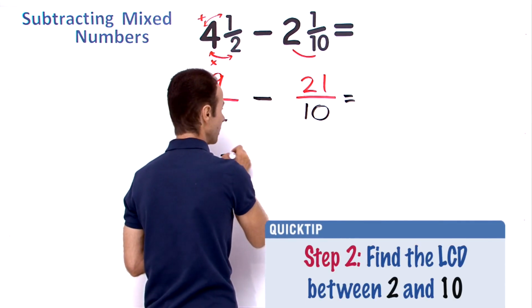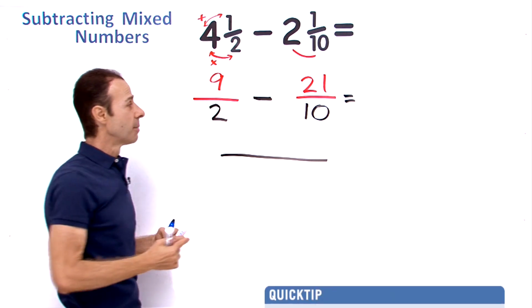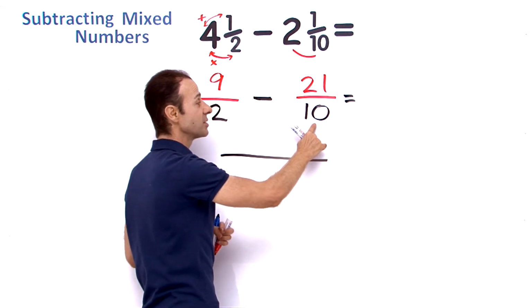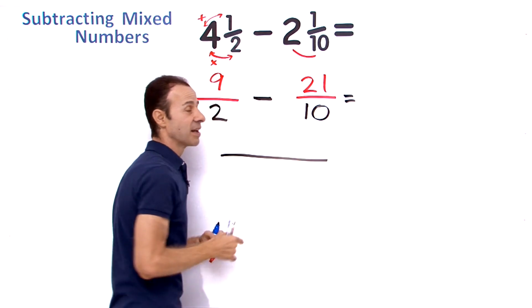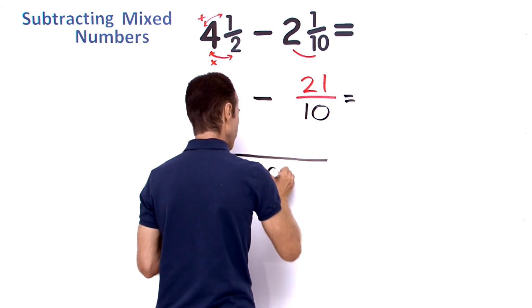Now all we have to do is find the lowest common denominator between 2 and 10. It's pretty easy because we can see that 10 is the lowest common denominator. How do we know? Because 10 goes into itself once, and 2 divides into the 10. So we'll take 10 as the lowest common denominator. So let's put it here, 10.